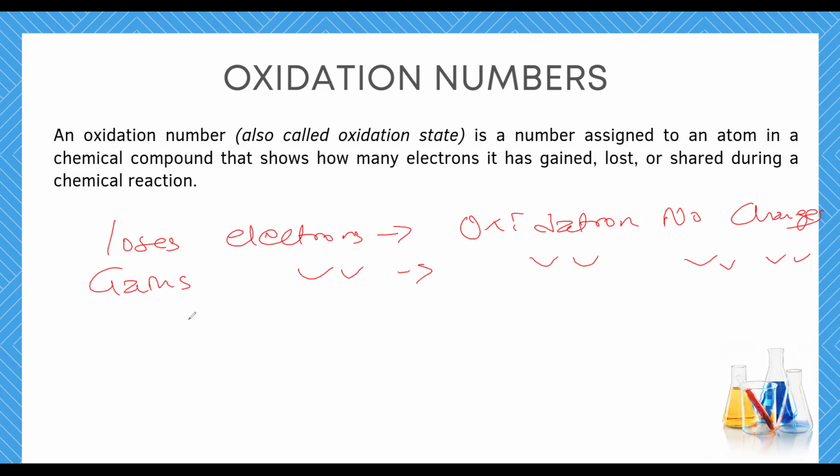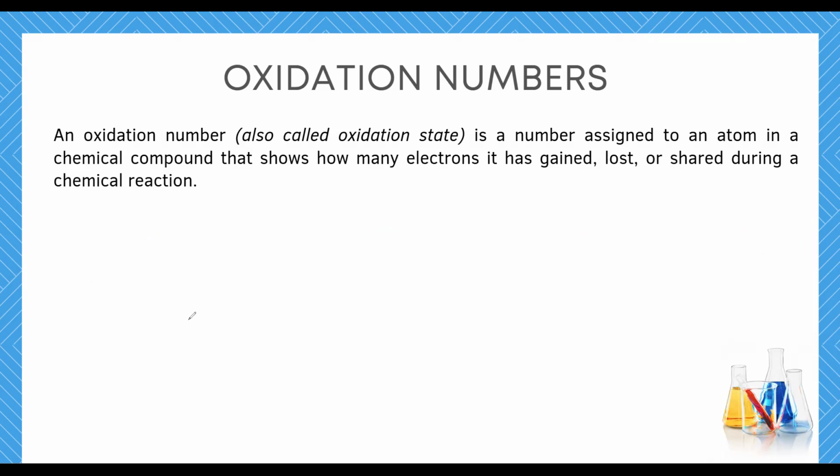So now that we know what changes when a substance gains or loses electrons, it is important to know what an oxidation number is. An oxidation number in chemistry is also called the oxidation state of that element or substance. It is a number that is assigned to an atom in a chemical compound that shows how many electrons it had lost, gained, or shared during a chemical reaction.